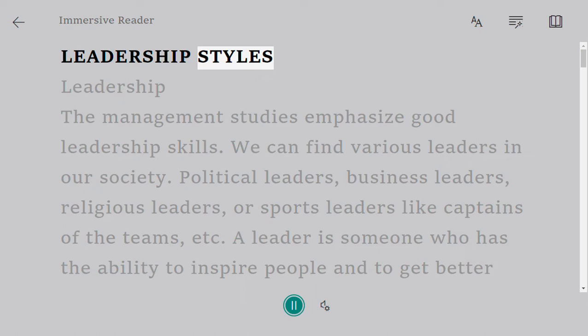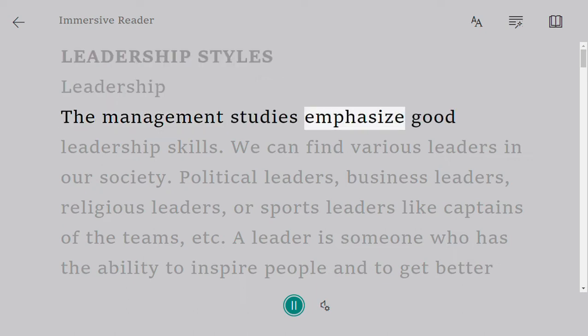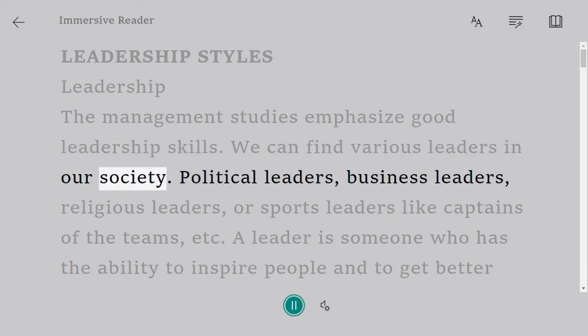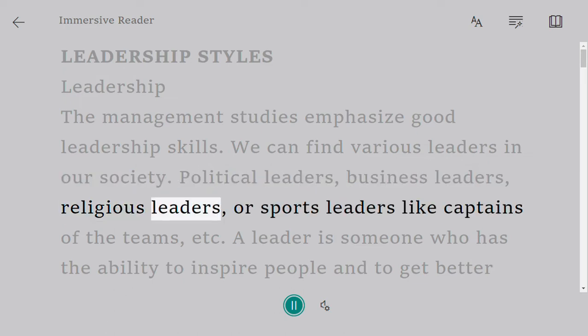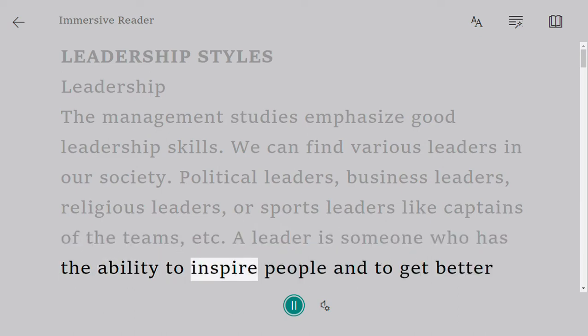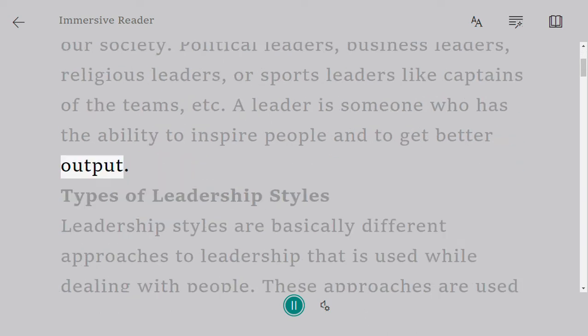Leadership styles. Leadership. Management studies emphasize good leadership skills. We can find various leaders in our society: political leaders, business leaders, religious leaders, or sports leaders like captains of the teams, etc. A leader is someone who has the ability to inspire people and to get better output.